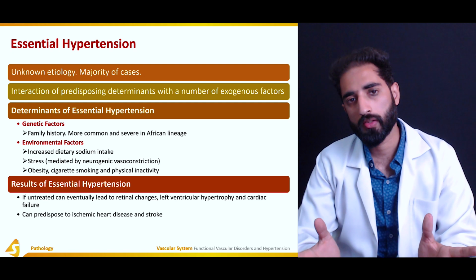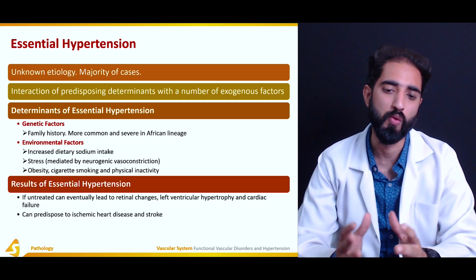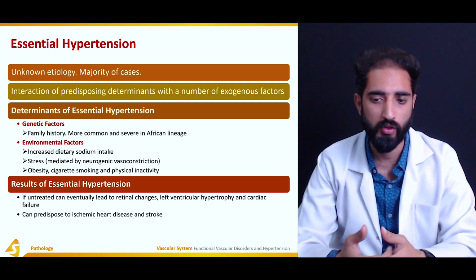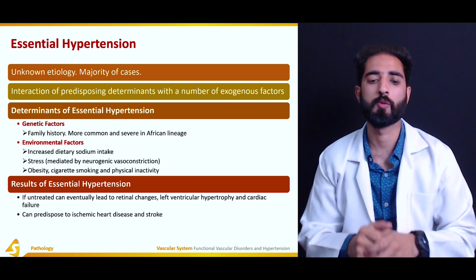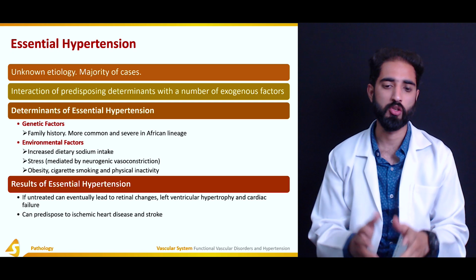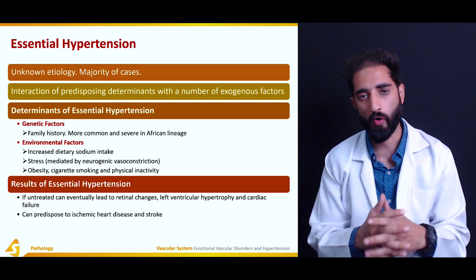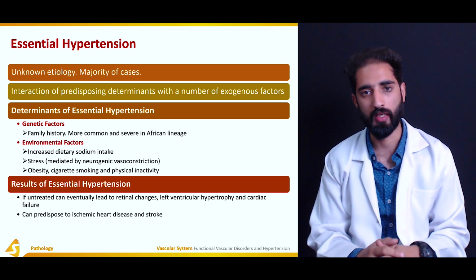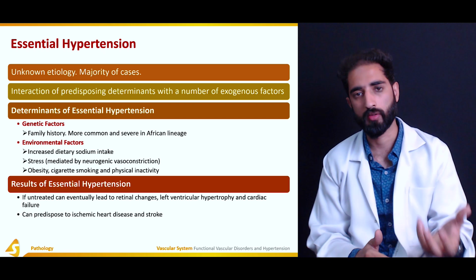Now, what are the results of essential hypertension? If untreated, it can eventually lead to retinal changes, left ventricular hypertrophy, and eventually cardiac failure. It can also predispose to ischemic heart disease and stroke or cerebrovascular accidents, which are both very important, as they are the leading cause of mortality.